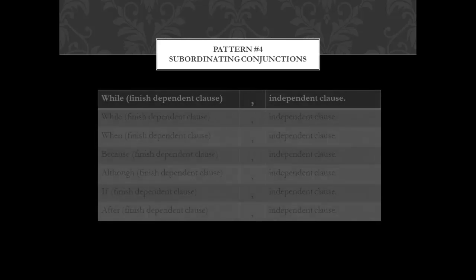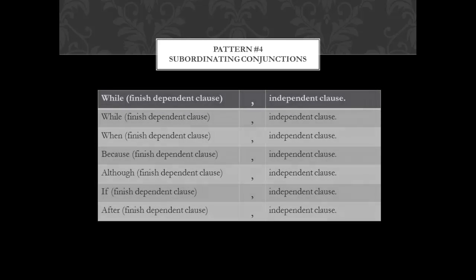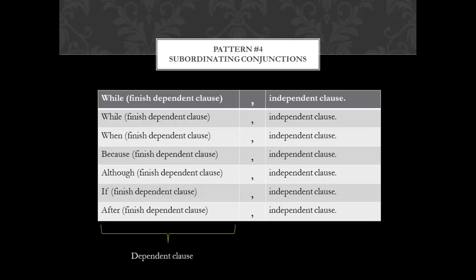This brings us to our final pattern, again using subordinating conjunctions. However, this time around, the subordinating conjunction comes at the very beginning of the sentence. So now we have a dependent clause at the beginning of the sentence, followed by an independent clause at the end, and there's a comma separating the two. So when the dependent clause comes before the independent clause, we need that comma.